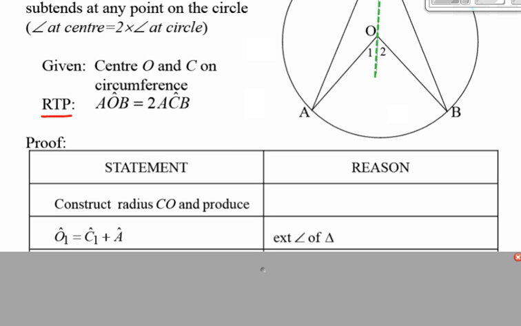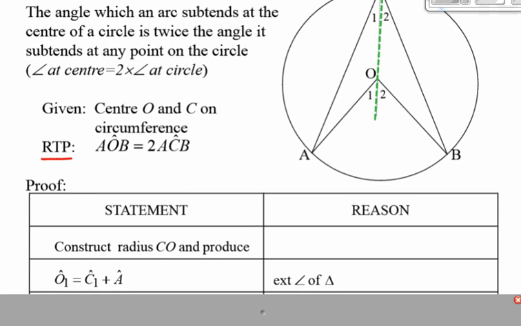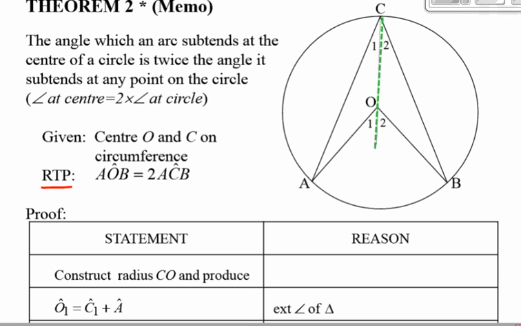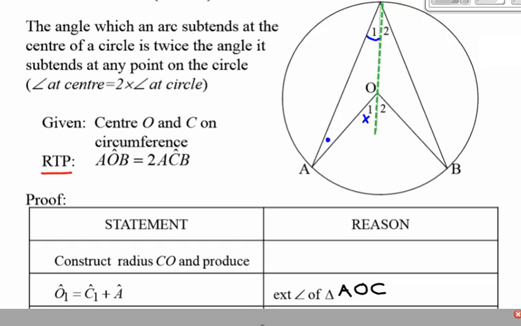All right, so let's start. O1 is equal to C1 plus A. This is O1. They're saying that angle is equal to C1 plus angle A. That's because O1 is the exterior angle of triangle AOC, and it's actually quite good to label that triangle. So that's how we get that O1 is equal to C1 plus angle A.